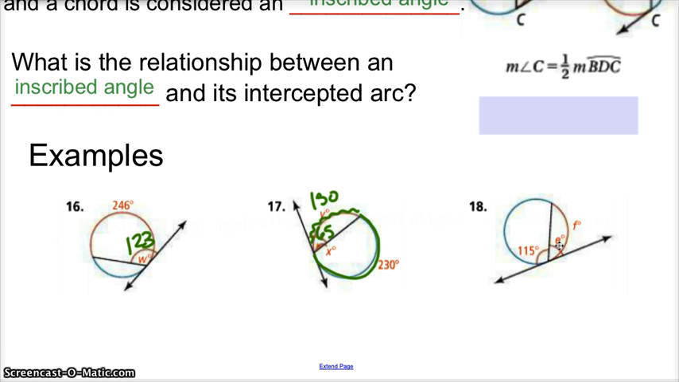Let's see, this angle is 115. Notice it's lying on a straight line. So if I subtract it from 180, I get 65. This angle is intercepting the circle with angle F. So when I double it, it's 130. The same relationship holds.